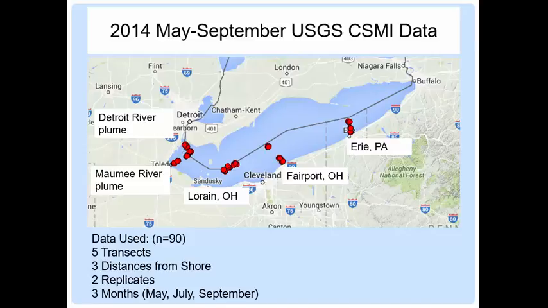These data were collected by USGS as part of the intensive CSMI year in Lake Erie in 2014. Mark Rogers and other colleagues of his from the USGS station on Lake Erie visited 5 different transects going from the Maumee River, coming out of the Detroit River, and over to the edge of the Western Basin. So they sampled 5 transects. Each transect had 3 distances from shore. At each inshore offshore distance, they did replicates, and these data were collected in May, July, and September, so across the season. So it's 1 year of data in Lake Erie spread across both the inshore-offshore gradient and the east to west gradient.